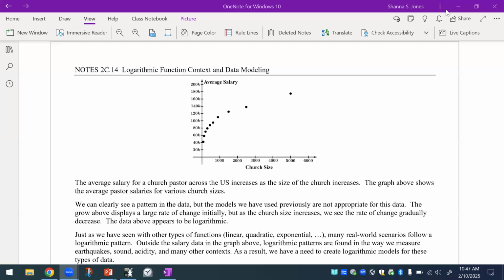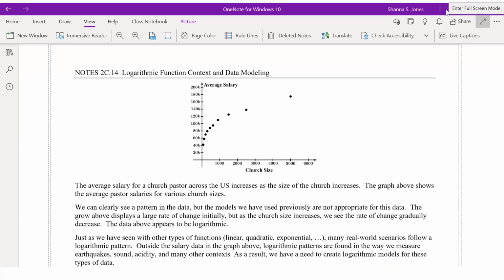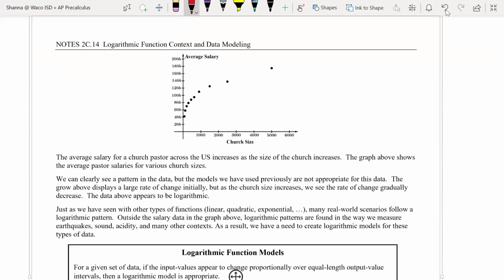All right, friends, here we go. So we're on 2C.14, log function context and data modeling. So basically, we're going to be taking our information that's given to us and turn it into log functions.